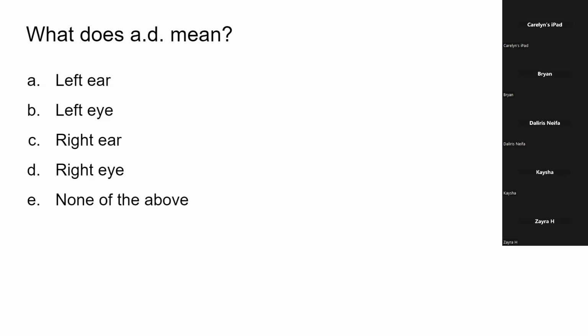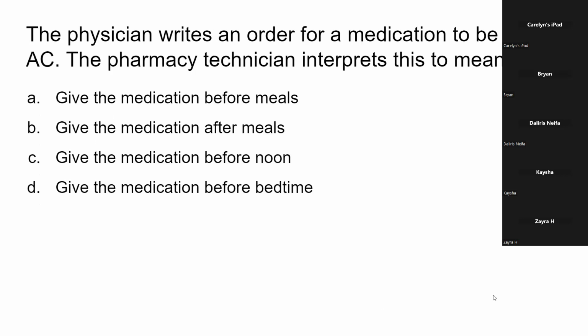And then U is for both. So if it was AU, what is that telling me? Both ears. OU, both eyes, right? OS, left eye, right? Ocular sinister. OD, right eye. Great. Yeah, so just always make sure to review that, to make sure you know your abbreviations.